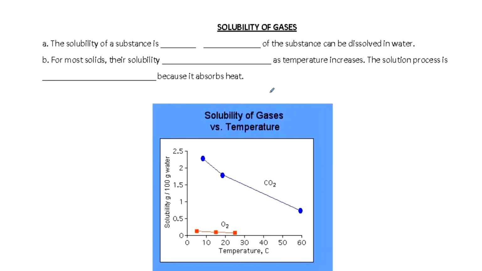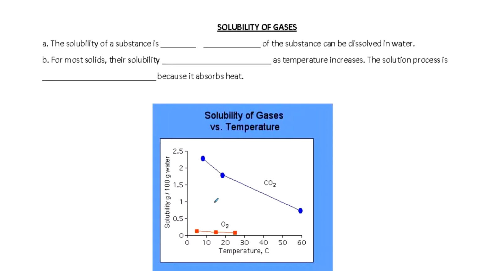So up until this point, we have focused mainly on solutions that are a solid dissolved in a liquid. So all the work we did with those solubility curves, that was all solids dissolved in water. Okay, so we found by looking at those solubility curves that most solids increase in solubility as temperature increases.